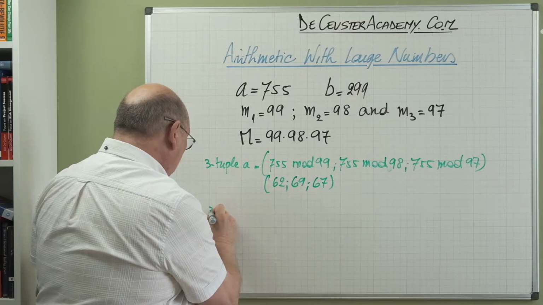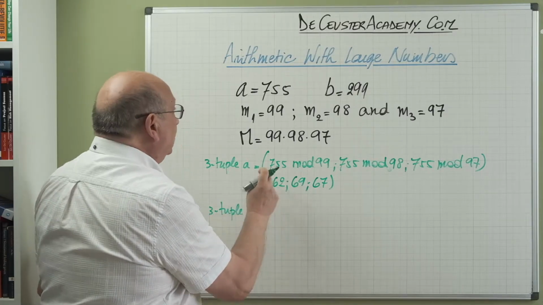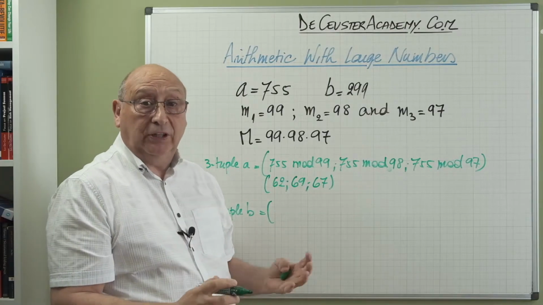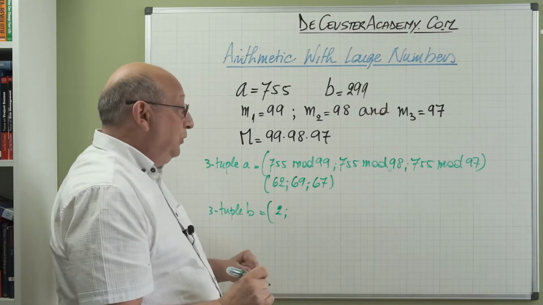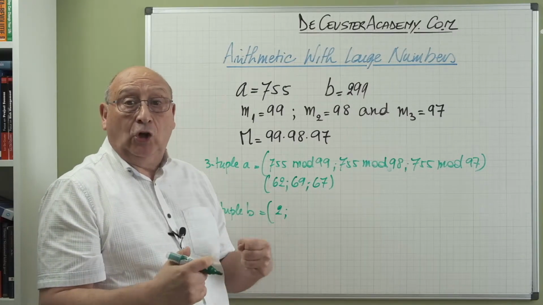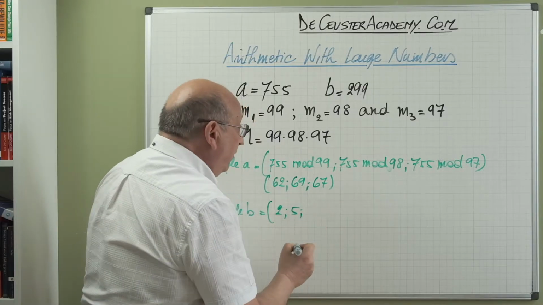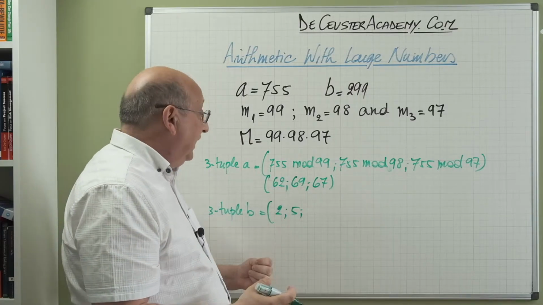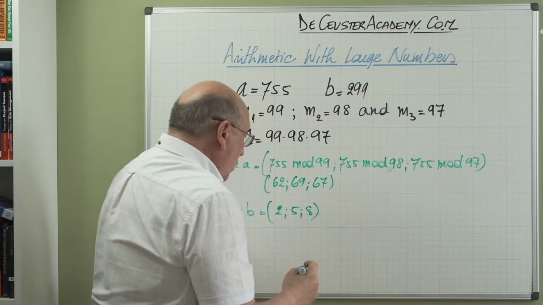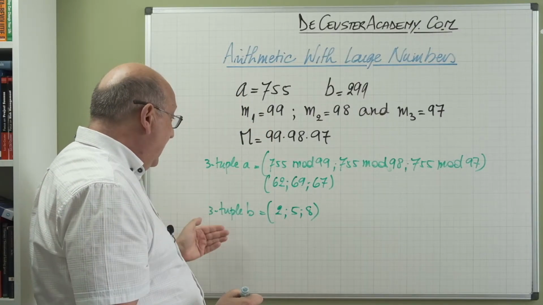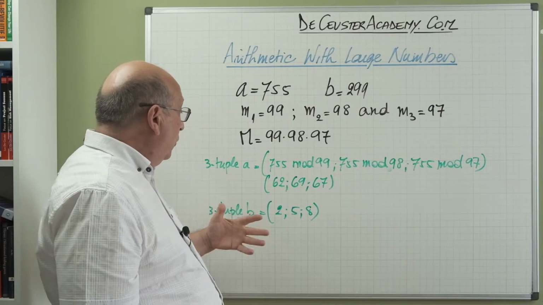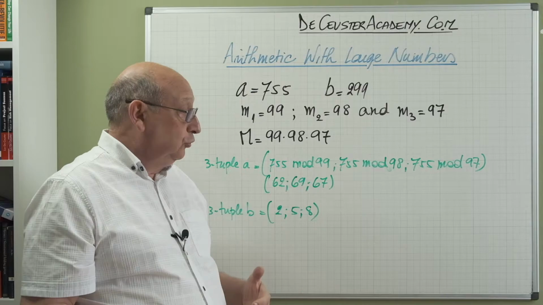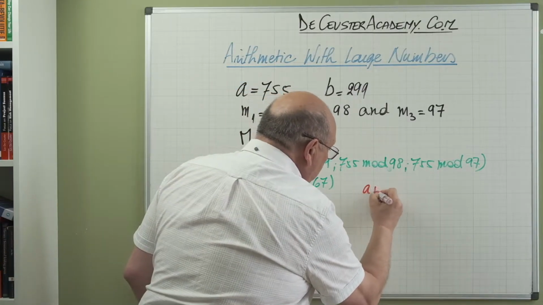Now we have the three-tuple for B, which is 299, so we have again here 299 modulus 99, which gives us 2. Then we have 299 modulus 98, which gives us 5. And finally, we do the same for modulus 97, and 299 modulus 97 is equal to 8. So basically what we have here, we have the three-tuple for A, the three-tuple for B. And when you're going to calculate the addition and the multiplication, we have to use those n-tuples. Let's first look at A plus B.